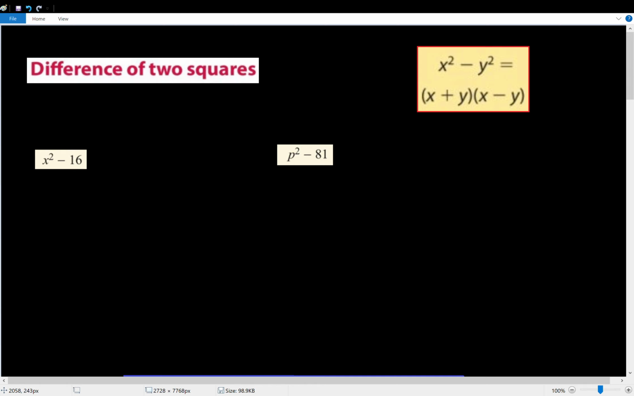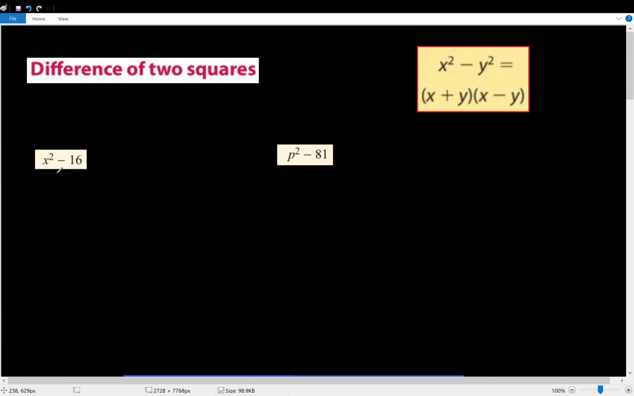So the general rule for this is that if we get an expression where we have x squared minus y squared, where x and y could be anything that just happens to be squared, so some number squared minus some other number squared, the factorization of that would be x plus y multiplied by x minus y, as you can see up here in the red square. But what we're going to do now is have a look at these as actual examples so we can see how this works out.